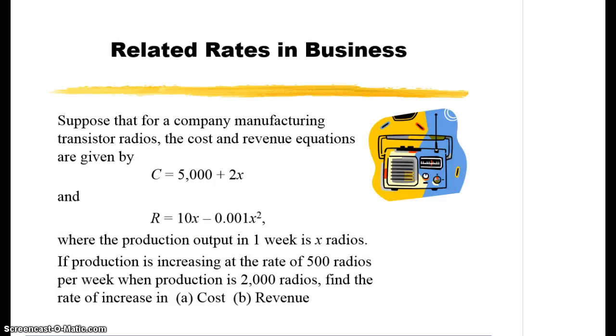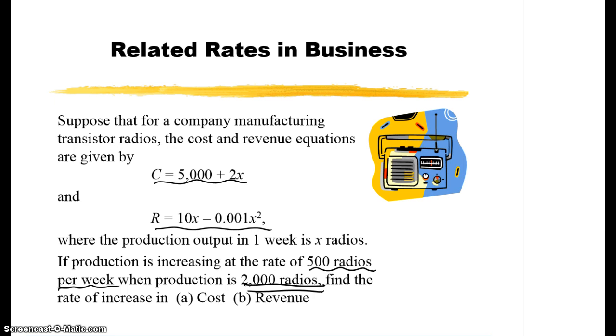Finally, let's take a look at an example from business. Suppose that for a company manufacturing transistor radios, the cost and revenue equations are given by the following equations for C and R here, respectively, where the production output in 1 week is x radios. If production is increasing at the rate of 500 radios per week, there is a rate, 500 radios per week, when production is 2,000 radios, the other given quantity, find the rate of increase in cost and in revenue.